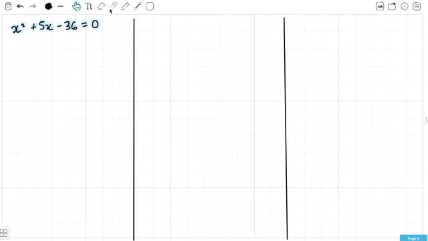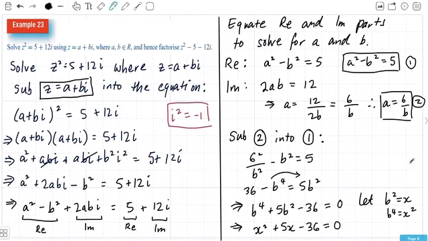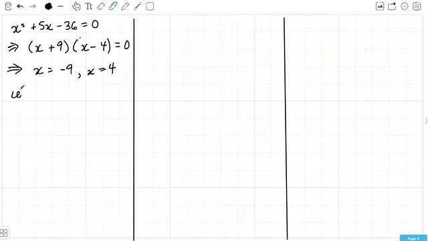Okay, so we can solve this. 36, 9 and 4 will actually work here. So this is going to be (x + 9)(x - 4) = 0, which implies that x = -9 and x = 4. Now, thinking about what x is, remember that x was b squared. So that is b squared = -9 and b squared = 4. Okay, so they're the solutions that we've got there.